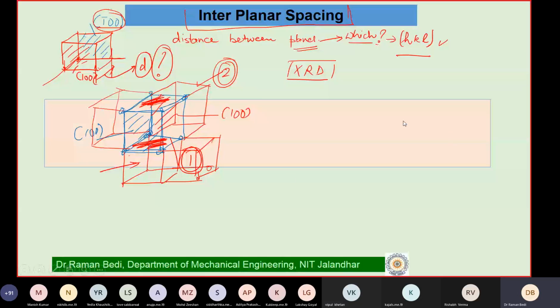But before going there, let us talk about interplanar spacing. So this is clear. What is the meaning of interplanar spacing? The distance between two consecutive planes which are parallel to each other. Right? Yes, sir. Okay.